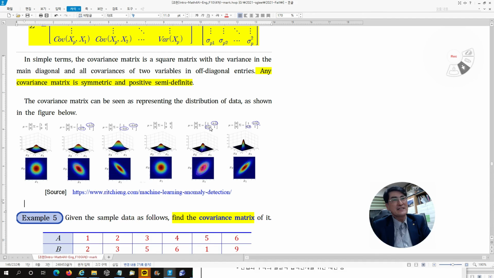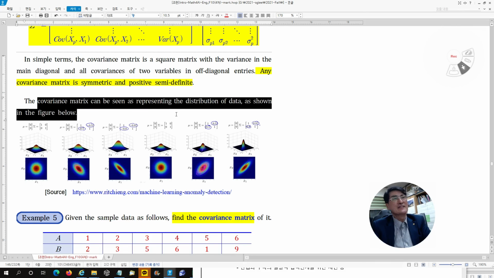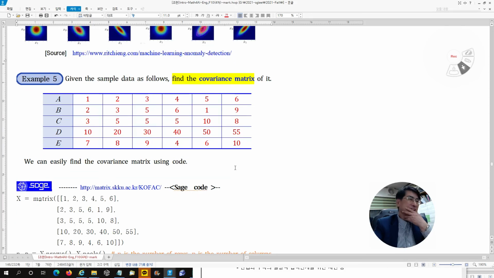If the off-diagonal entry is bigger than the earlier one, then the height is a little bigger, like this. So this shows what the distribution of the data looks like.